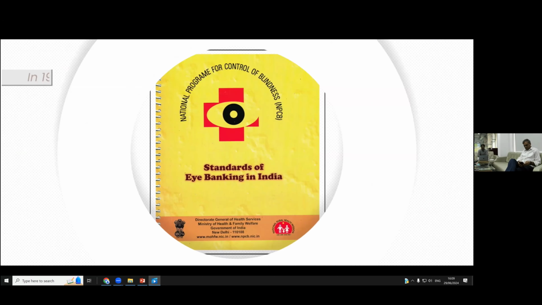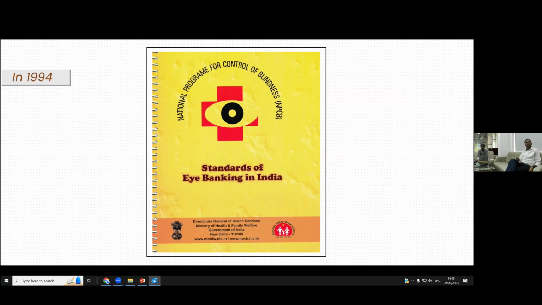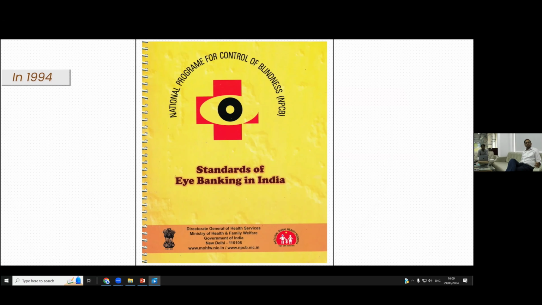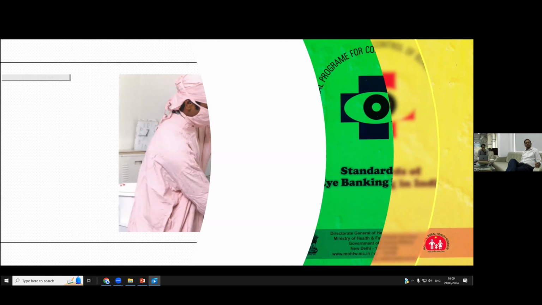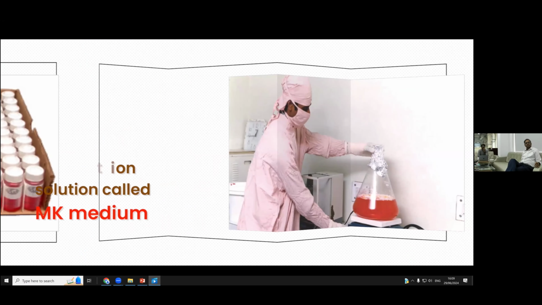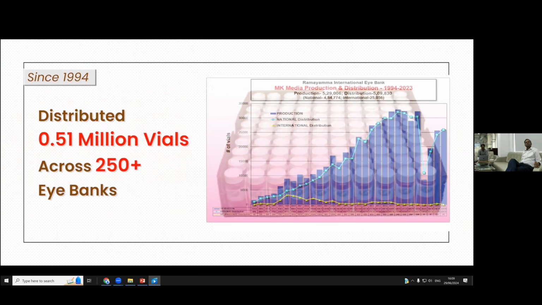The year 1994 marked our contribution to the medical standards of eye banking in India, an initiative of the National Program for Control of Blindness under the Ministry of Health and Family Welfare by the Government of India. We also began manufacturing the cornea preservation solution called Macquarie-Kaufman MK Medium. We did not stop there, but also started distributing MK Medium to our neighboring countries.